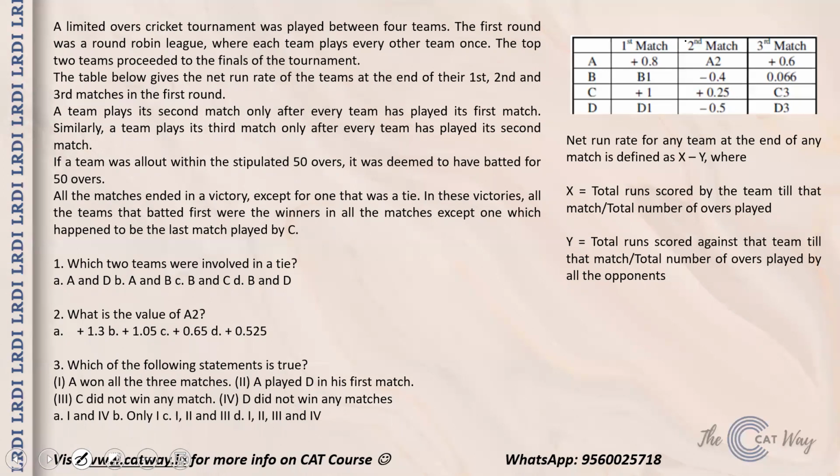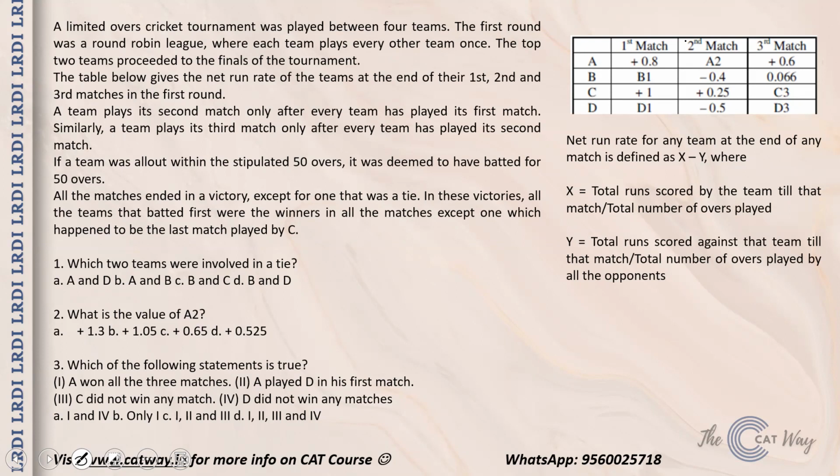Okay. Now, a team plays its second match only after every team has played its first match. Similarly, a team plays its third match only after every team has played its second. It has also been given that if a team was all out within the stipulated 50 overs, it was deemed to have batted for all 50 overs. Now, all the matches ended in a victory except for one, that was a tie. In these victories, all the teams that batted first were the winners in all the matches except one, which happened to be the last match played by C.